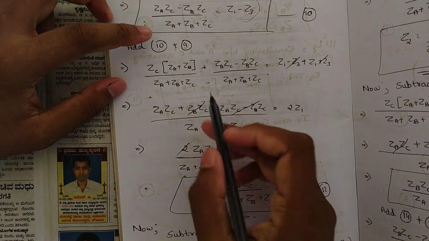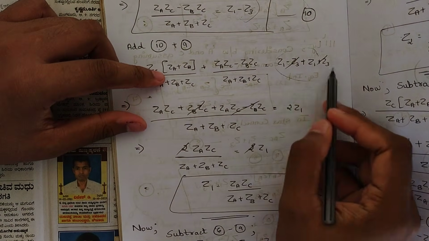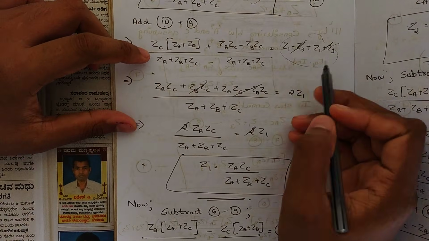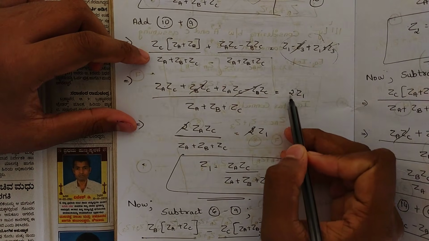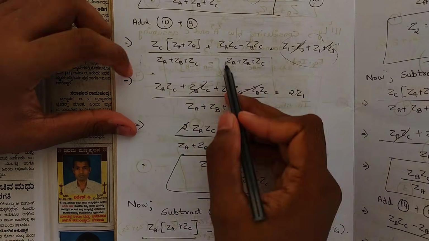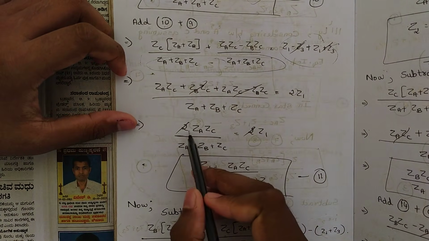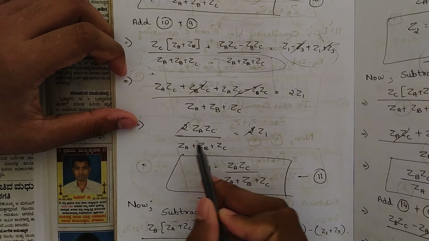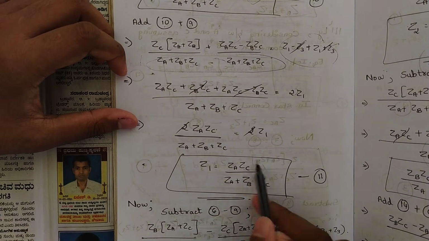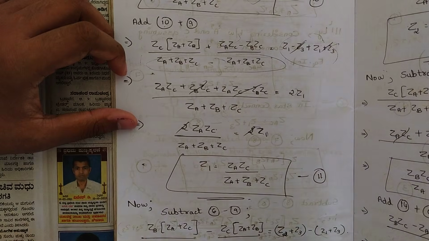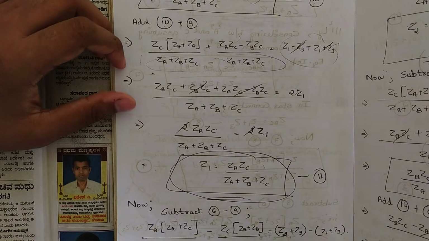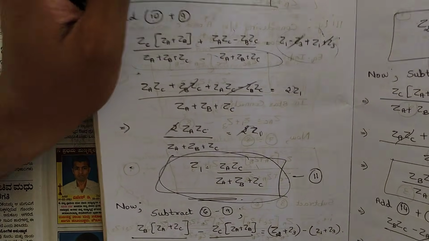After addition of equation 10 and 9, on this side Z3 would be getting cancelled. We would be left with only the Z1 term, that is 2Z1. Then add this again, the denominators are same. Do the mathematical calculation, you would be left with ZA ZC divided by ZA plus ZB plus ZC as the value of Z1. Okay, in this way we are deriving for Z1.